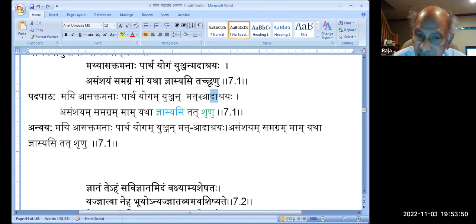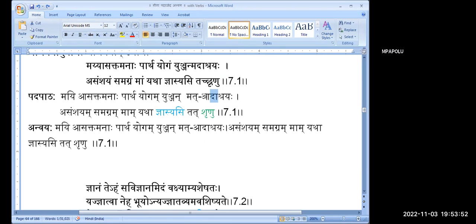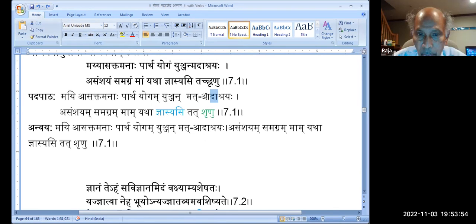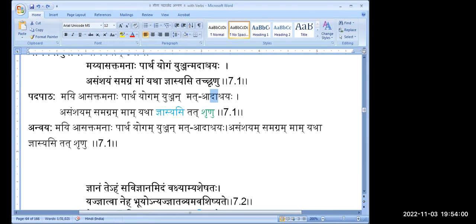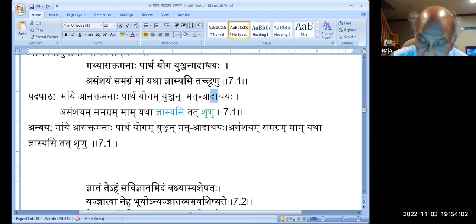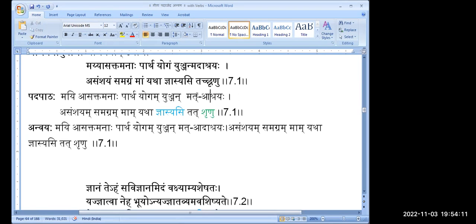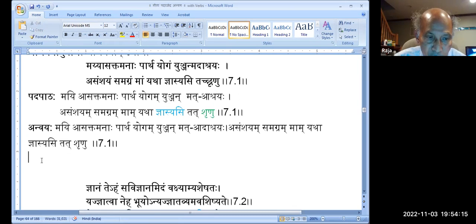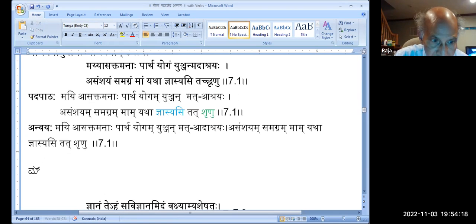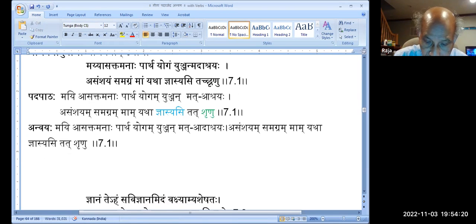It could have been Mat Ashraya, because you look at this, this Da is not there. And this Takara followed by A, Takara becomes a Dakara. Okay, Madashraya. Okay, that makes sense. So if I give you something like this, Mahat, what is this?